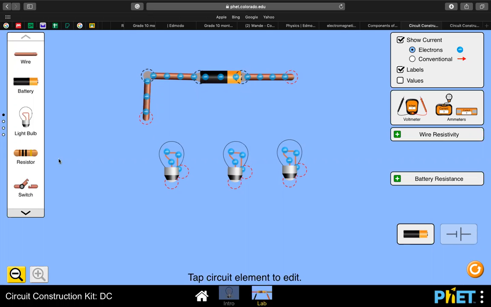Now, if we place a switch here, and we also go ahead and connect this. Now, is our circuit finished? Is our circuit completed?